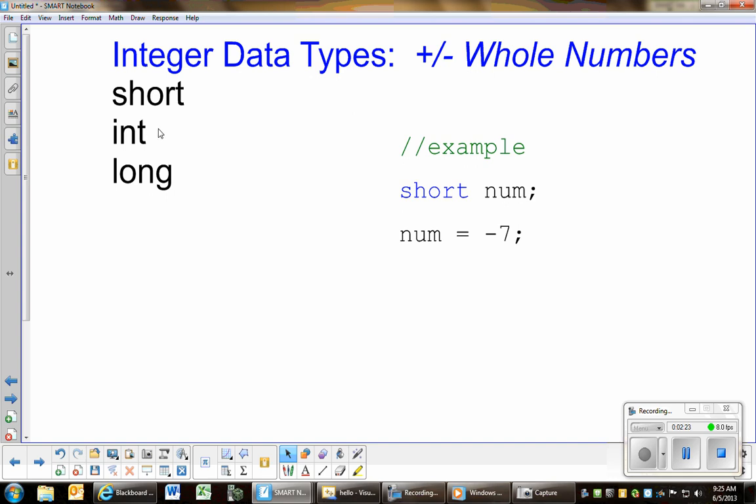So what do I usually use? I usually use int. It hits the medium value, and it's plenty big enough to store most of the numbers I need it to store. But those are all out there.